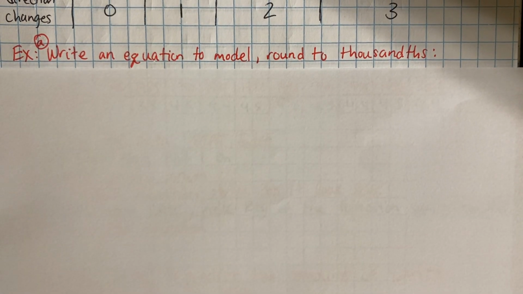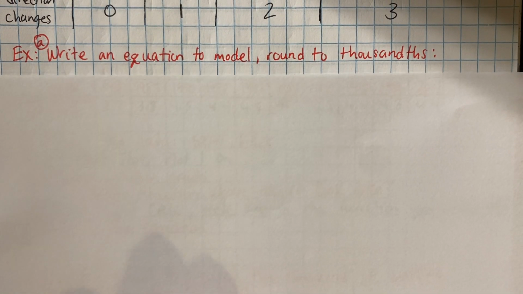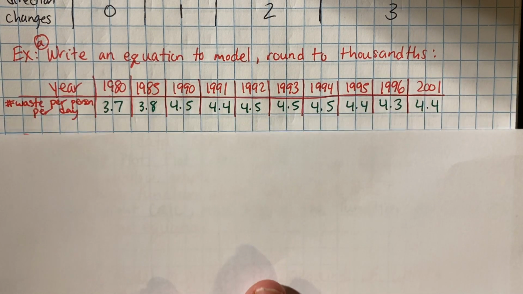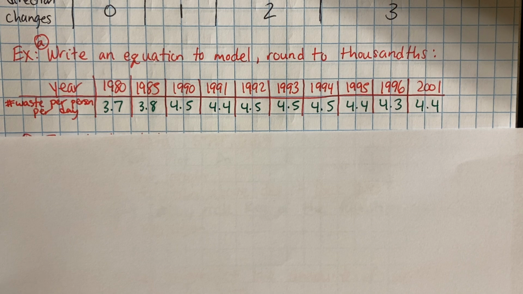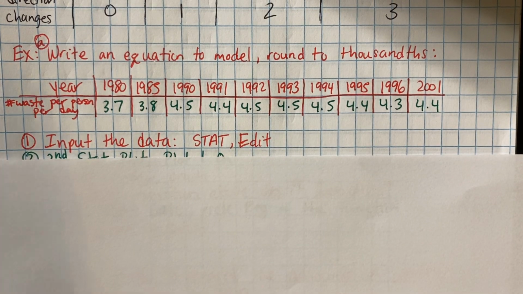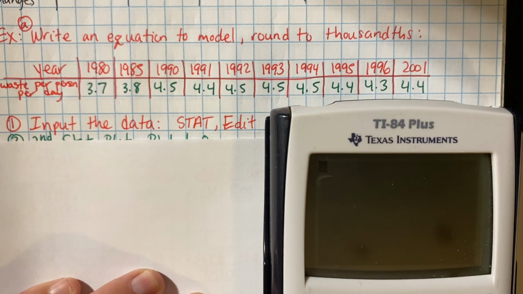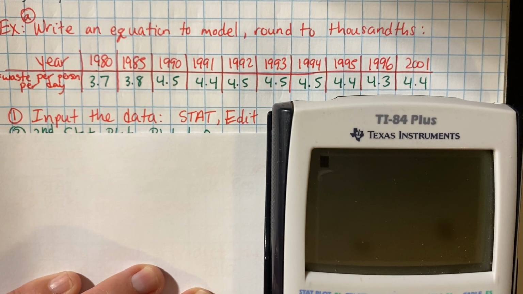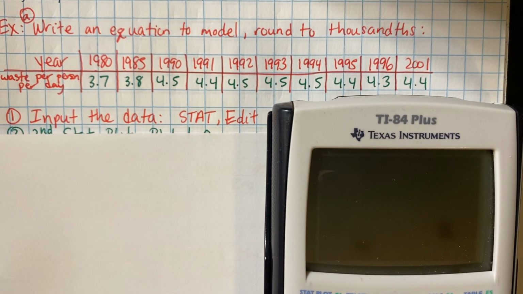So first one, the problem says write an equation to model, round to the nearest 1,000. So here is our data that we are going to put in. All right. So number 1. Input the data into, let's see if I can get my calculator on here too. I'm going to move my light around so you can maybe see my calculator better.